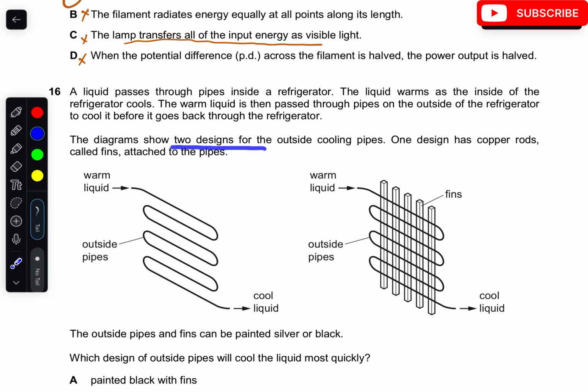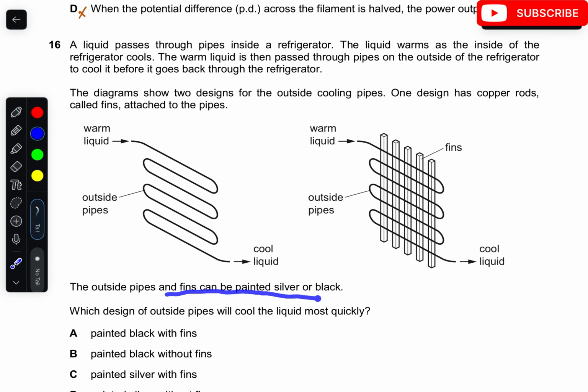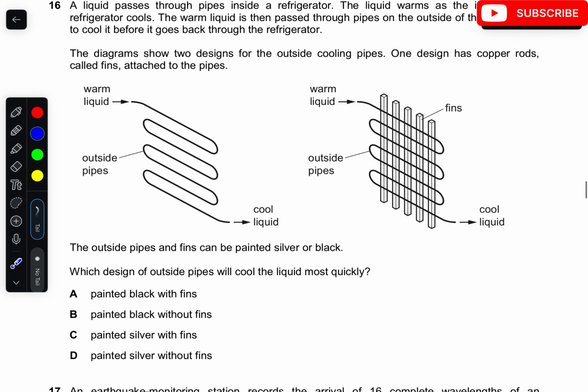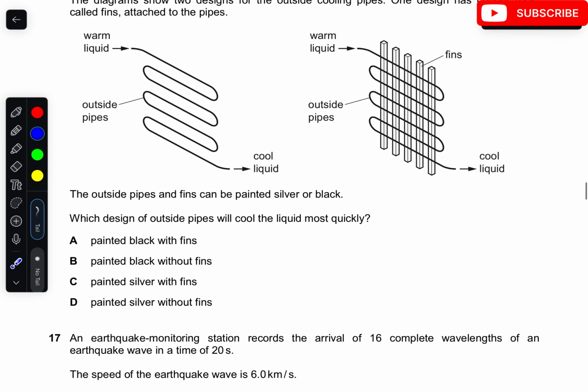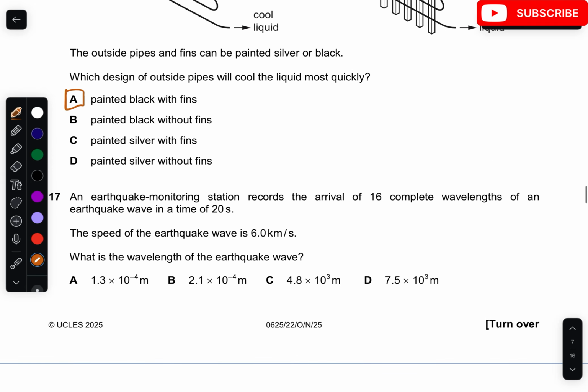The diagram shows two designs for these outside cooling pipes. One design has copper rods called fins attached to the pipe. The outside pipes and the fins can be painted silver or black. Which design of outside pipe will cool the liquid most quickly? Okay, so the heated liquid will come out and it has to be cooled down. So we need the fastest way to lower its temperature, right? So this way is the fastest way because there is maximum conduction. There are fins attached to it. Secondly, we will color it black so it can radiate more heat towards the lower temperature. So it's option A, painted black with fins.